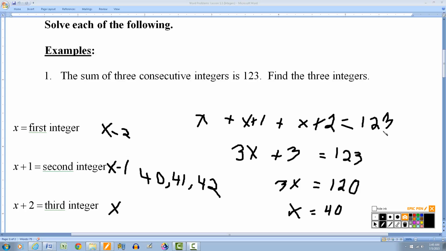If I make those substitutions there and solve for x, I would get x to be 42, and then I subtract 1 each time to get the other two. Okay, and that's your solution to this one.